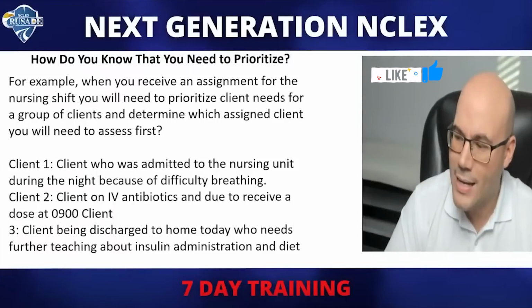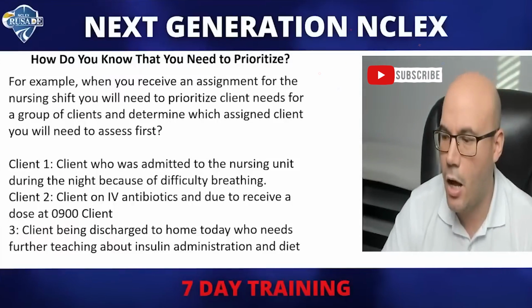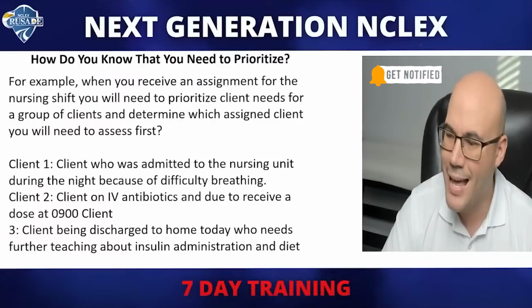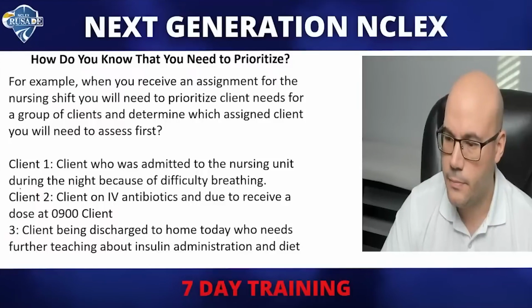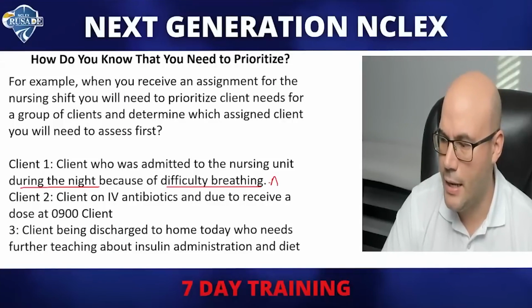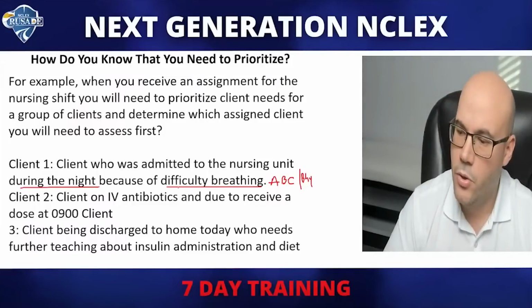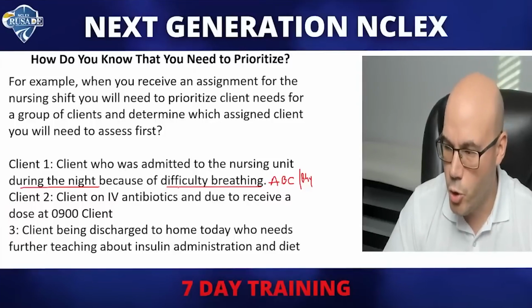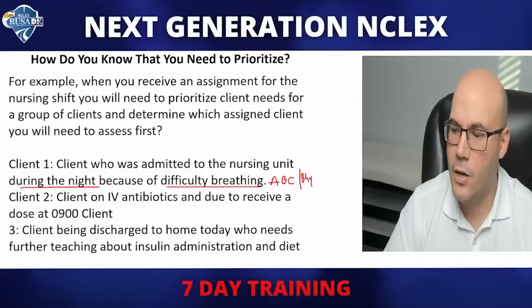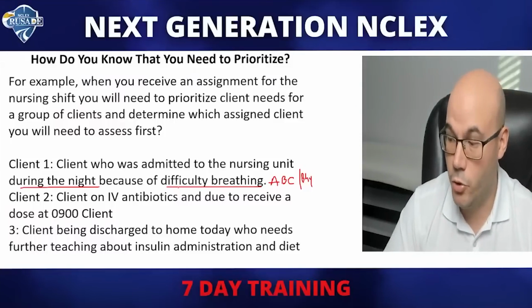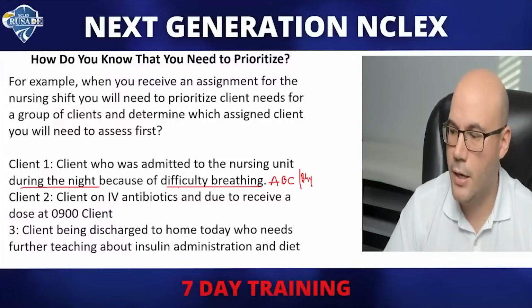Client 1 is a client who was admitted to the nursing unit during the night because of difficulty breathing. So let's highlight some important keywords here. Admitted during the night because of difficulty breathing. This tells me that there is an ABC compromise, which is physiological in nature. Client number 2, client on IV antibiotics and due to receive a dose at 0900 hours. And then client number 3, client is being discharged home today and needs further teaching about insulin administration and diet.